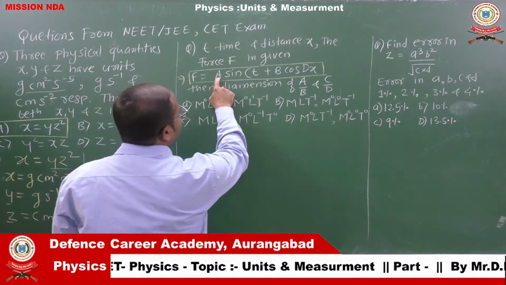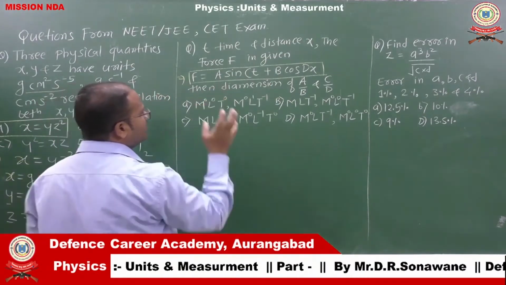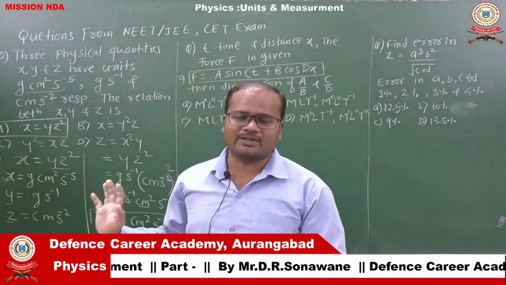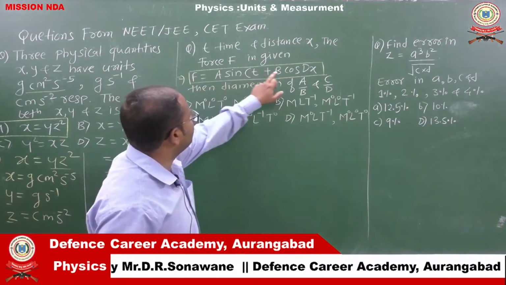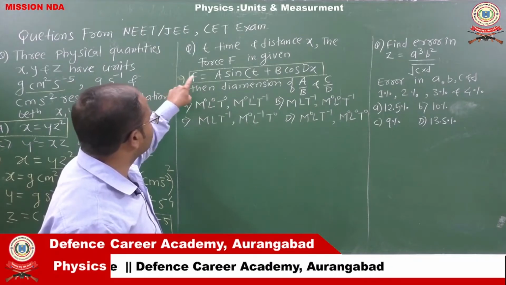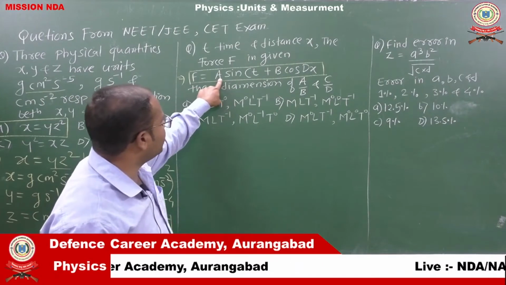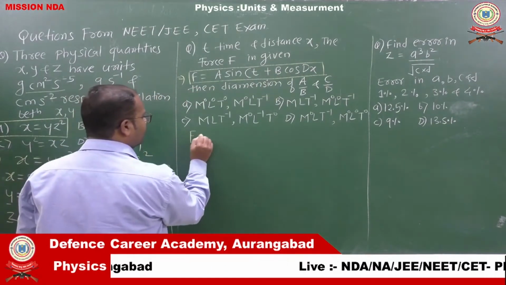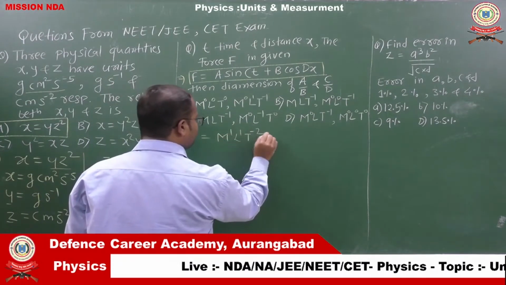But here capital A and capital B are quantities, and we know that according to dimensional homogeneity, the right hand side dimension equals the left hand side dimension, right? So the dimension of A and the dimension of B must equal the dimension of F, meaning the dimension of force is the same as the dimension of A and of B. So we can write F having dimension M1 L1 T to the power minus 2.